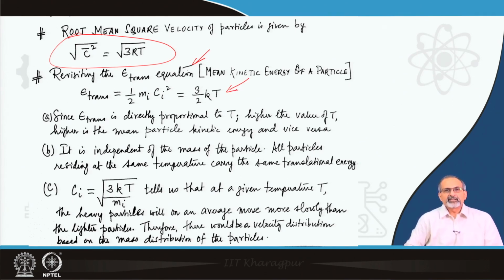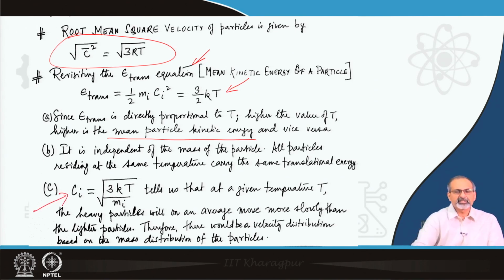Since E translational is directly proportional to T, higher the value of temperature, higher is the mean particle kinetic energy, and vice versa. It is independent of the mass of the particle. All particles which reside at the same temperature would essentially carry the same translational energy.